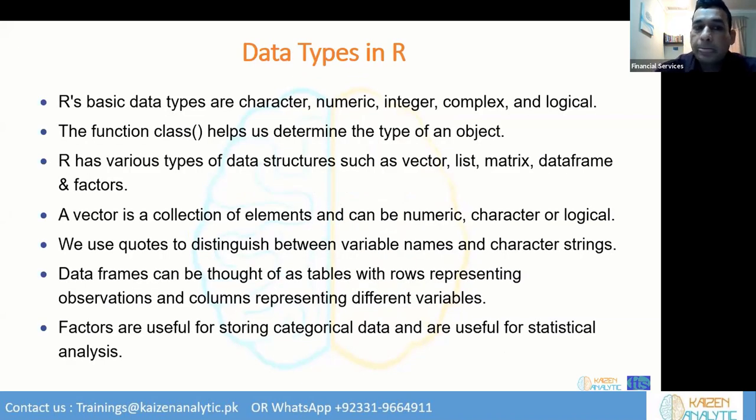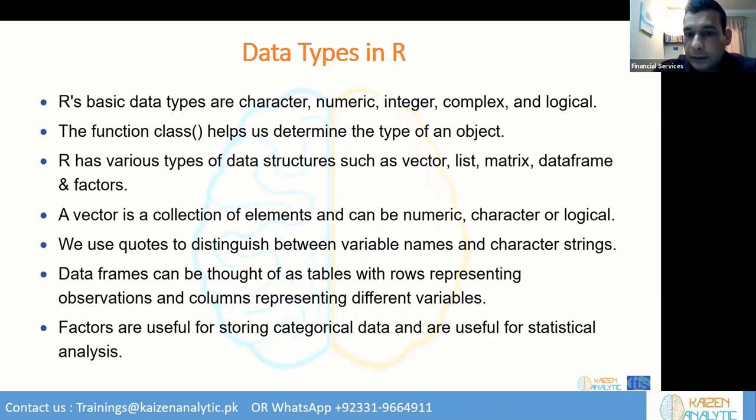Then data types in R. R's basic data types are character, like in other languages also, and numeric, integer, complex, and logical. The function class in parentheses helps us to determine the type of an object. If we define any object in R, it might be a variable. So anything, vector, anything are the objects. So if we want to check the object of that particular variable, let's say x, we have to give class and in parentheses x. So this function will give us the type or class of the object, like either character or integer or complex or logical, such as true or false.